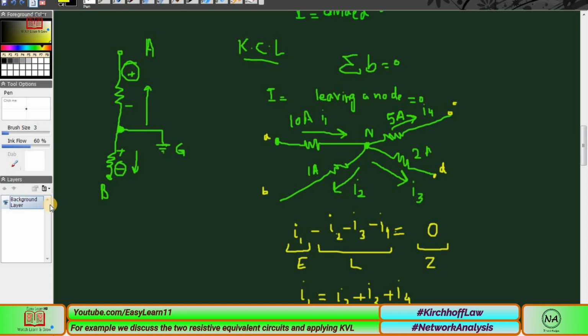So as an example of the application of the Kirchhoff's voltage law, we are going to consider a very simple network.